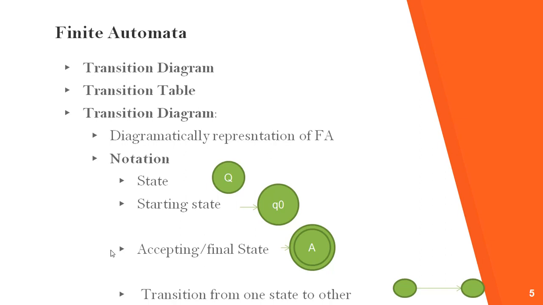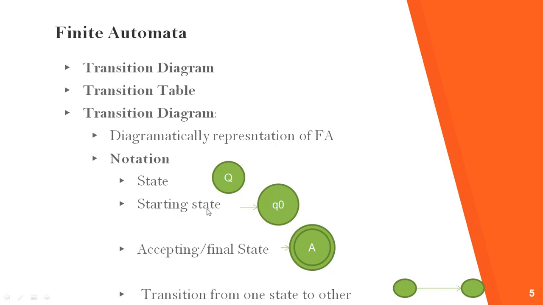So how do we represent it? For that we require notation. How do we denote? The first notation for designing finite automata using a transition diagram is the state. We represent a state by a round circle, and we have to give a name to that state, for example Q0, Q1, Q2, etc. Remember one thing, we represent a state by a round circle with its name in the middle. The second notation is the starting state.